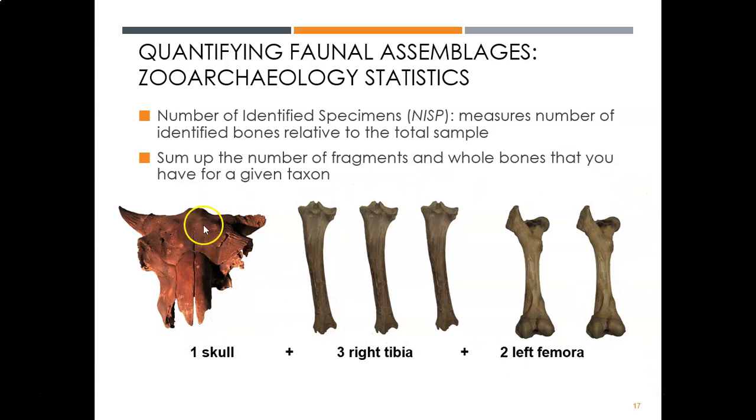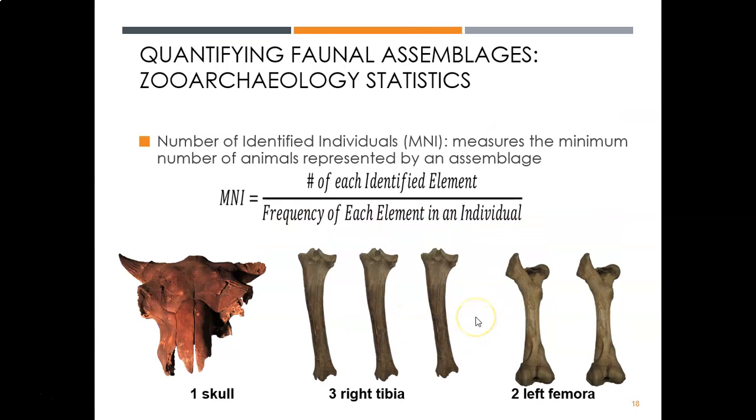And so in this case, luckily, we have all elements that are complete. We don't have any fragments. So we have one skull, and we add that to the 3 right tibia or shin bone, to the 2 left femora or femur or upper leg bone for our bison. And so our NISP for this individual is 1 + 3 + 2, which is 6. Yay. So that's a fairly easy thing to calculate. We want you to do this in our subsistence lab. So please refer back to these notes as needed.